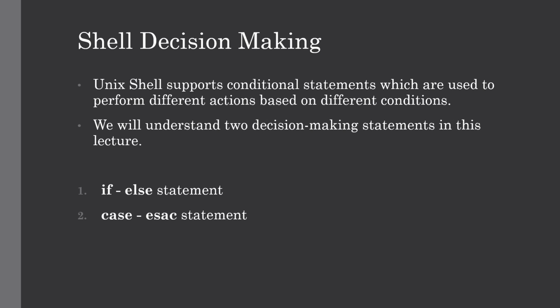While writing a shell script, there may be a situation when you need to adopt one path from the given two paths. So we need to make use of a conditional statement that will allow our program to make the correct decision and perform the right actions. The Unix shell supports conditional statements which are used to perform different actions based on different conditions. So these are the two decision making statements in Unix shell scripting. But in this lecture, we'll be discussing the if-else statement and their different types.